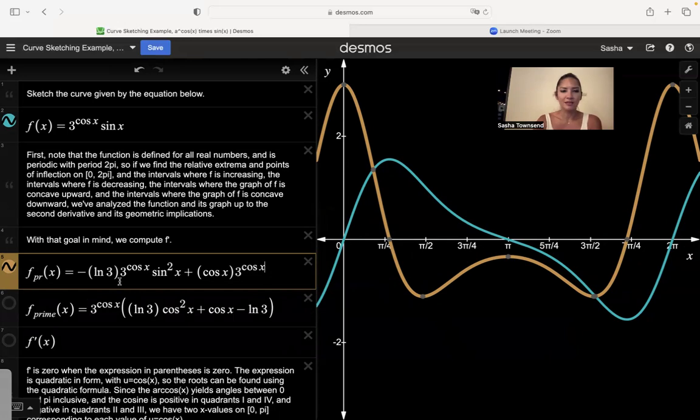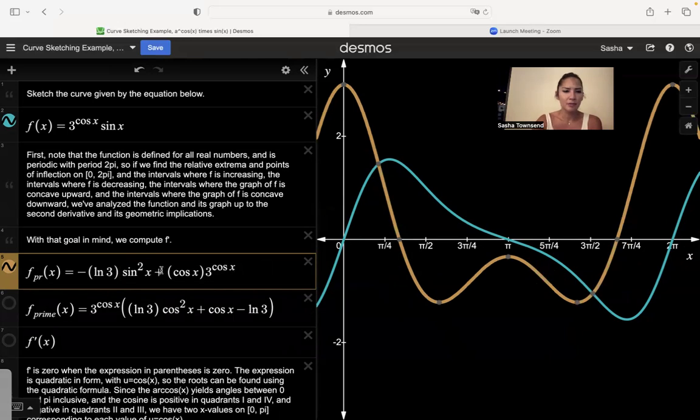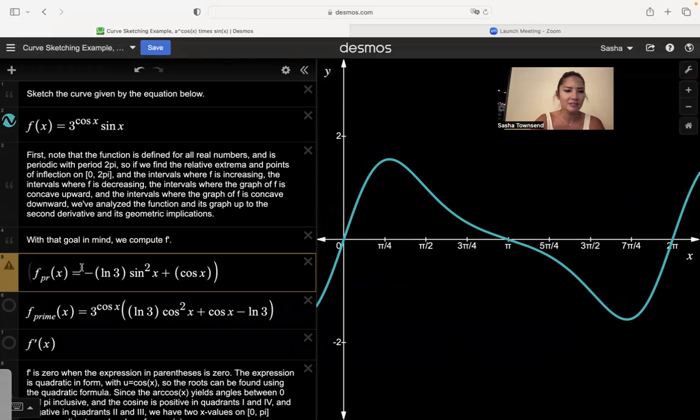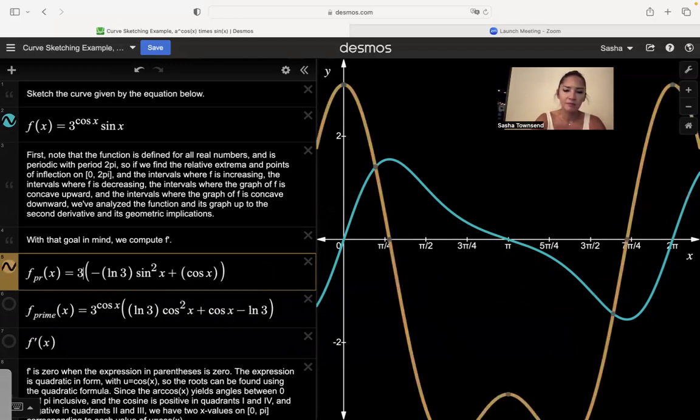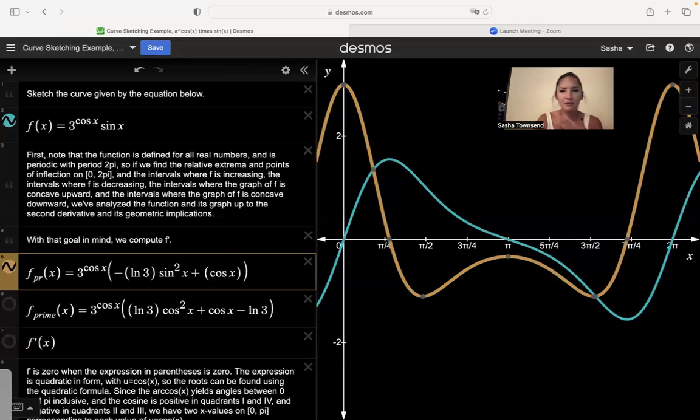And if you factor out that 3 to the cosine of x, what you end up with is negative natural log of 3 times sine squared x plus cosine of x, times that 3 raised to the cosine of x. Now 3 raised to the cosine of x is always a number between 1/3 and 3 because cosine is always between -1 and 1. So we don't get any zeros from that exponential factor. But we might get zeros from this polynomial in sine squared and cosine.